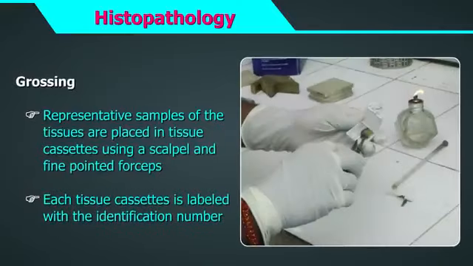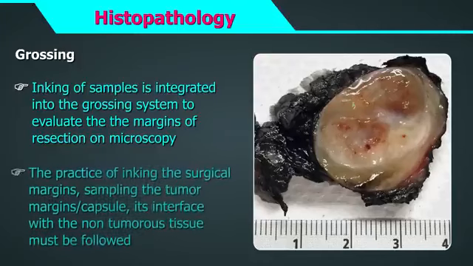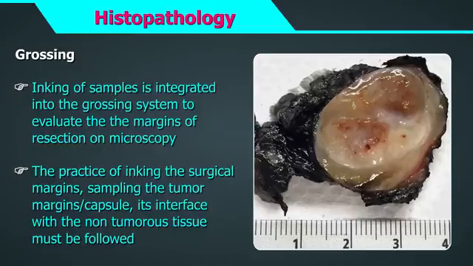Representative samples of the tissues are placed in tissue cassettes using a scalpel and fine-pointed forceps. Each tissue cassette is labeled with the identification number. Inking of samples must be integrated into the grossing system. This enables the evaluation of the margins of resection on microscopy. The practice of inking the surgical margins, sampling the tumor margins or capsule, its interface with the non-tumorous tissue, must be followed.